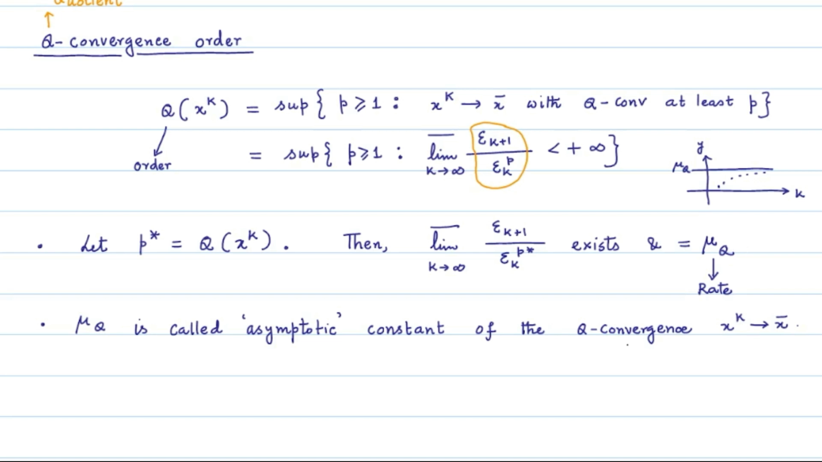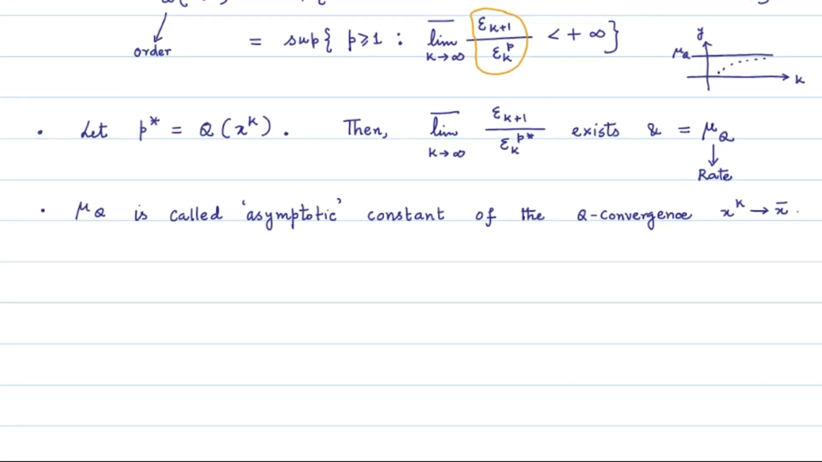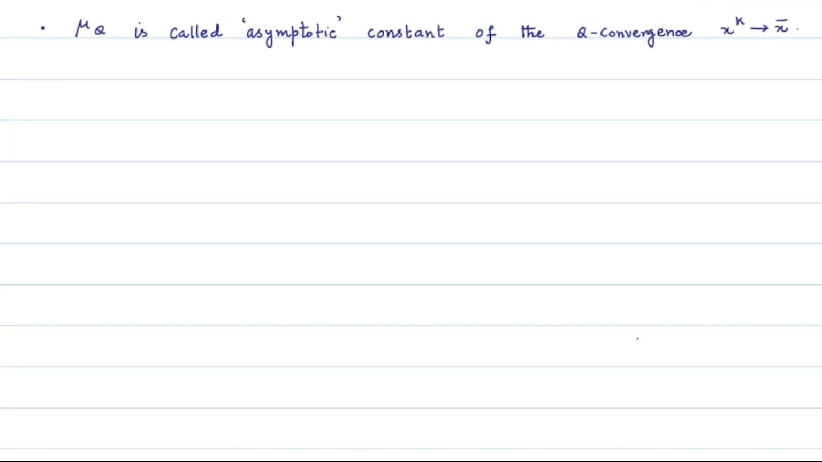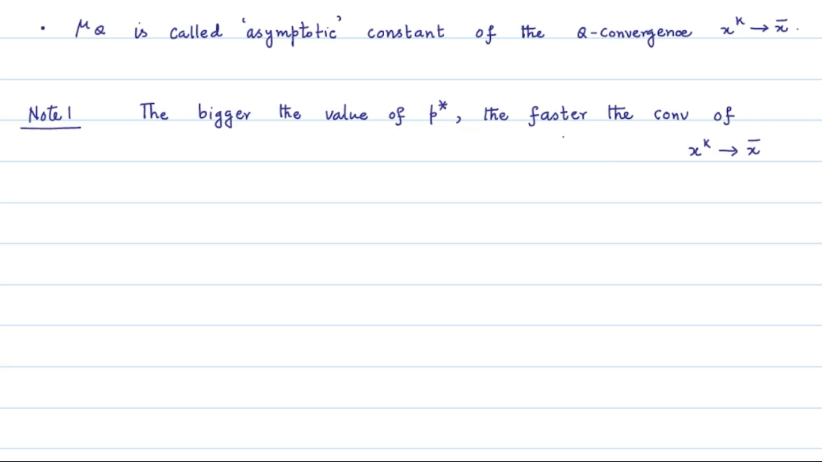Now from this definition of Q convergence and the asymptotic constant, we have a few immediate notes. The first note is that the bigger the value of p star, the faster the convergence of x_k to x bar. Mathematically, faster convergence is identified by a lesser number of iterations required to reach an epsilon neighborhood of the limit x bar. To realize the fact in this note 1, let us consider epsilon_k converging to 0 with Q order p star, and a sequence epsilon_k dash that converges to 0 with Q order p star dash, and suppose that p star dash is bigger than p star.